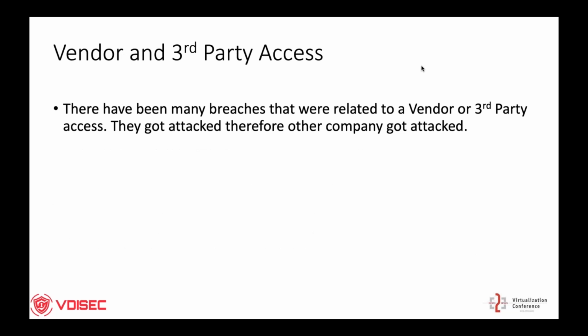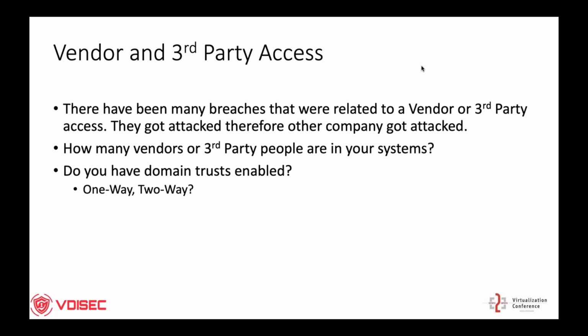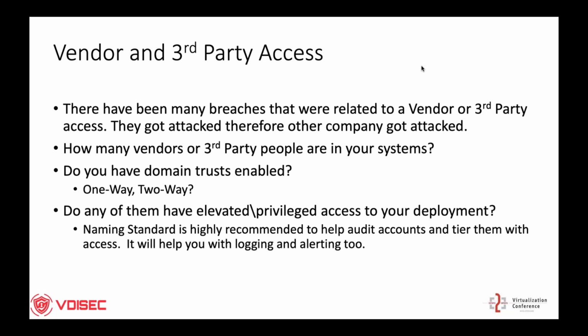Now, vendors and third parties: there have been a lot of breaches related to vendor or third party access. They got attacked, and then the company that they were connected to and worked with got attacked. So you need to look at how many vendors and third party people are in your system right now. Should they still be? Are you still in an open service contract with these people? And then from there, if you have also some trust enabled, is it one way or two way? There's a lot of service providers that do this at that level, that's how they integrate in there. And do any of them have elevated or privileged access in your deployment?